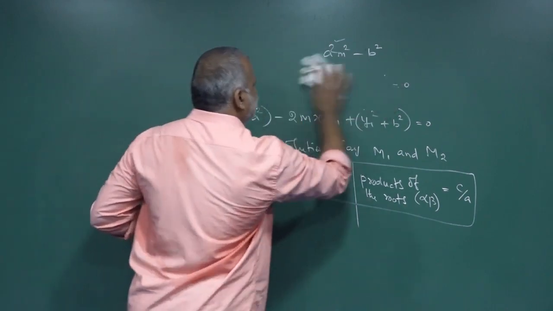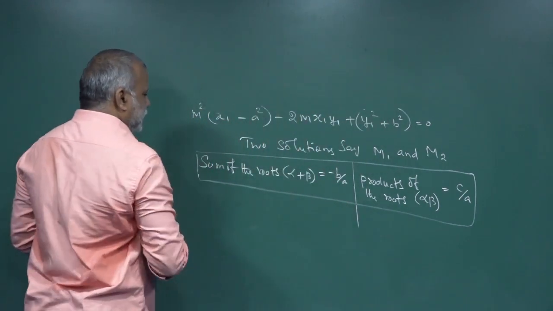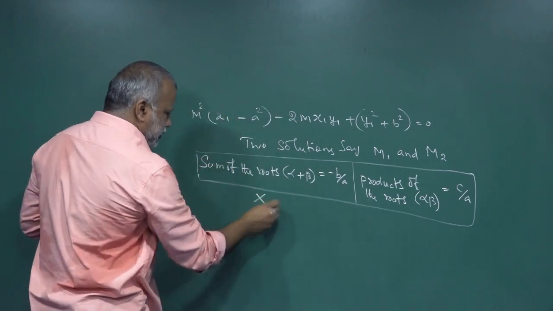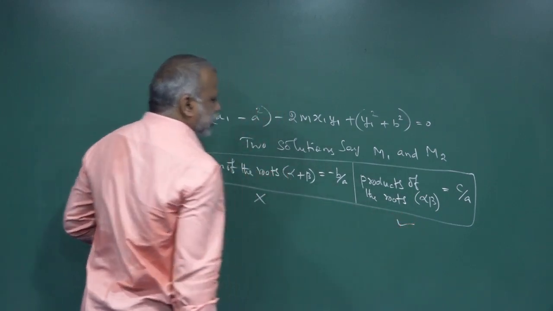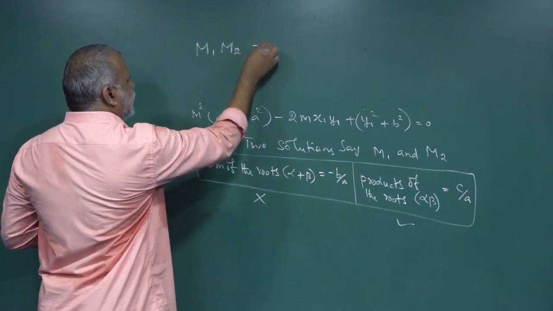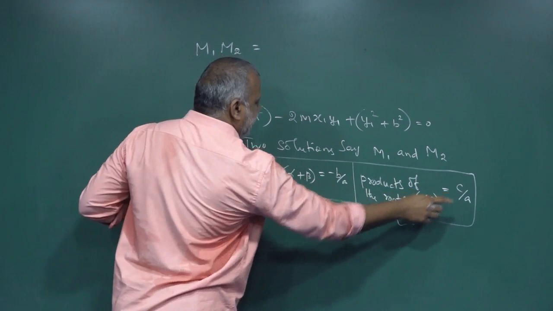See this one. Now, the sum of the roots and the product of the roots: avoiding this one, there is no need. I am selecting this one. So the product of the roots is nothing but m1 into m2. Then the formula is c by a.